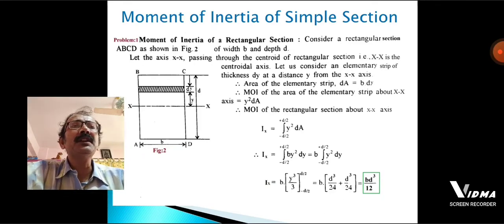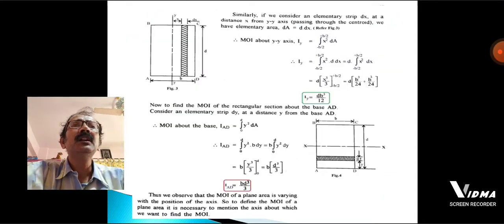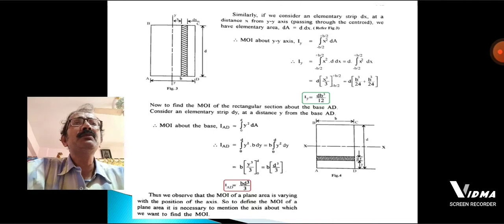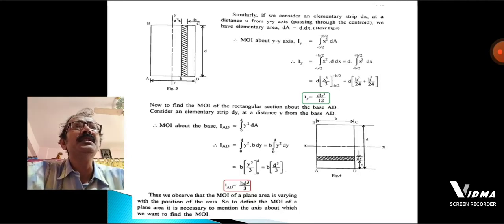Putting the value of dA, finally Ix equals b into y cube by 3, and putting the limit minus d by 2 to plus d by 2, finally bd cube by 12. Similarly, if we calculate the moment of inertia about the y axis, consider an elemental strip dx at a distance x from the y axis passing through the centroid. Just like the previous discussion, dA should be d into dx. From this figure it is clear.